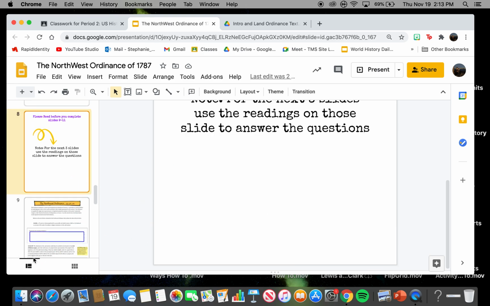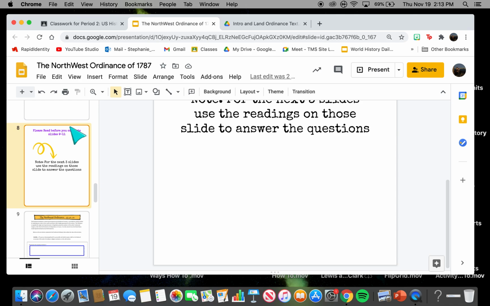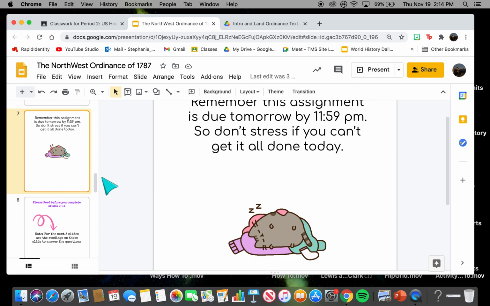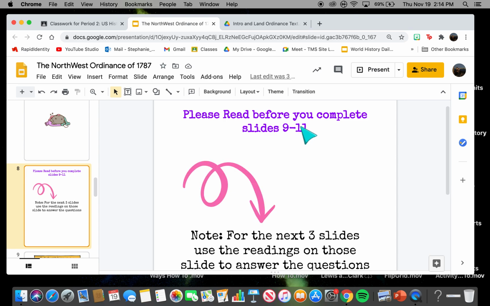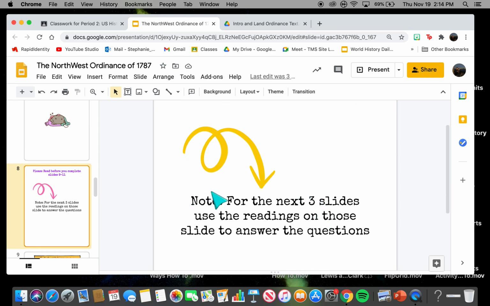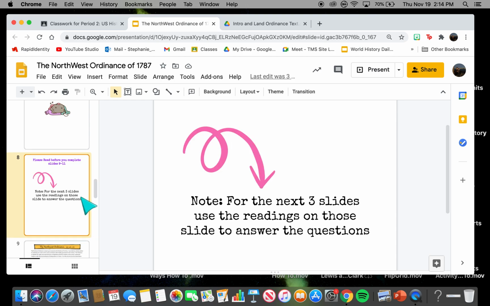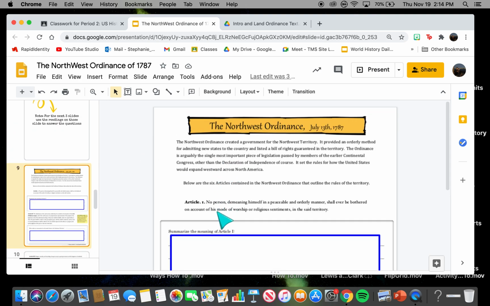Okay. So before you start with slides 9 and 11, again, this is just to mark the halfway point of this assignment and just to let you know that this assignment is due tomorrow, so you don't need to rush through it. But before you do slides 9 through 11, you need to make sure that the next three slides, the reading is going to be on those slides. You don't have to go to the reading that's on slides 2 and 3 because they don't relate to the questions that you're going to do. The answers for these questions will be above the question. So it's just so that way people don't get confused.